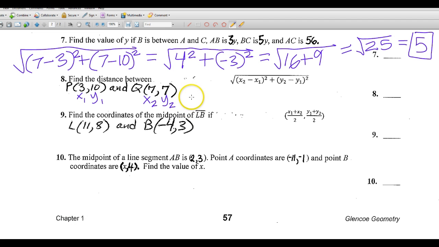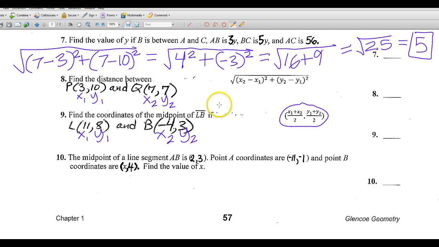All right, for number 9, find the coordinates of the midpoint of segment LB. If L is 11, 8, B is negative 4, 3. Here's our midpoint formula. Label one of your points x1, y1, and the other x2, y2. You can do it this way or vice versa. And then just substitute in to this formula. So basically we are finding the average of the x coordinates and the average of the y coordinates.